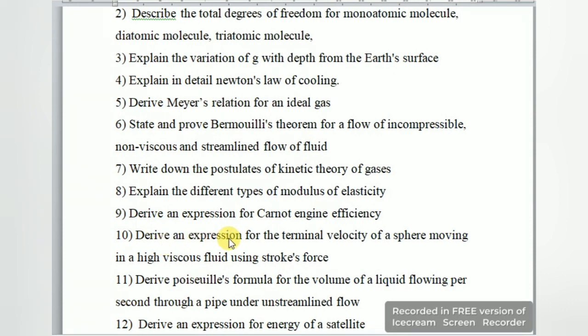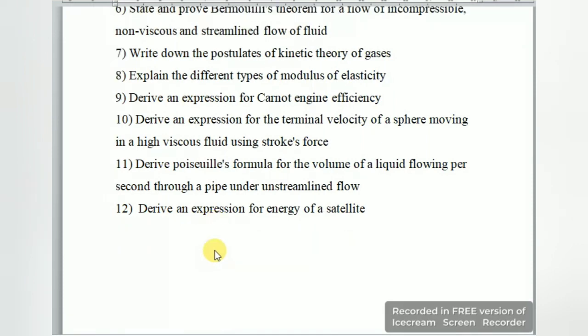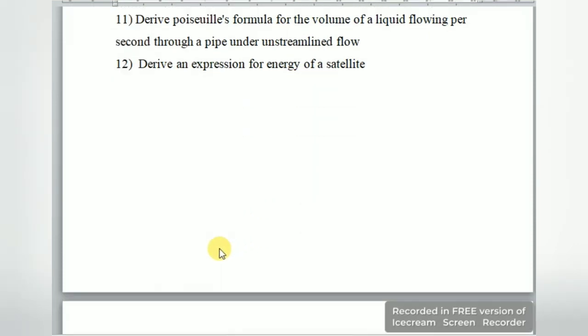Next one, derive an expression for the terminal velocity of a sphere moving in a highly viscous fluid using Stokes force. Next one, derive Poiseuille's formula for the volume of a liquid flowing per second through a pipe in streamline flow. Next one, derive an expression for energy of a satellite.